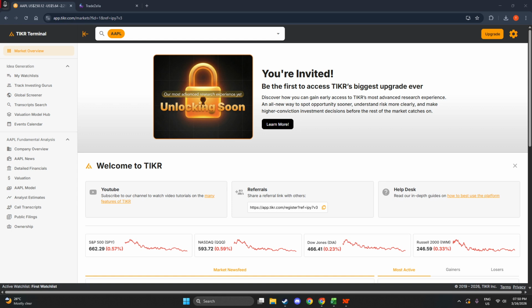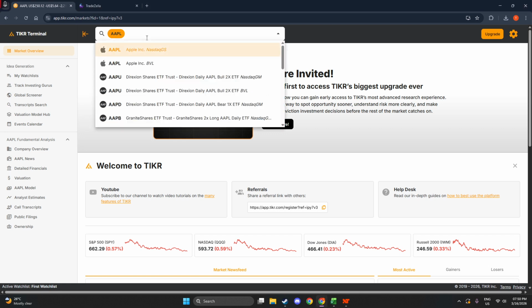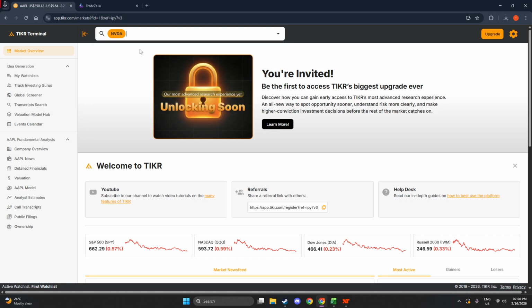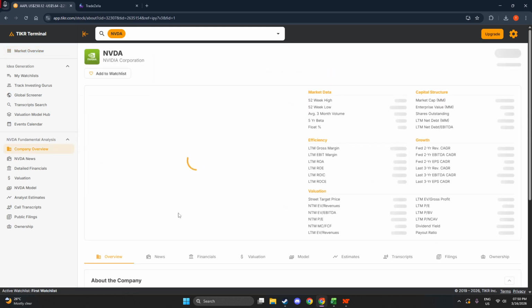Start on TIKR's main screen and use the search bar to look up the company by its ticker symbol. If you only remember the company name, that works too. But the ticker is the fastest way to land on the right listing, especially if there are multiple share classes or international listings. Once you select the correct result, you'll be taken to the company's overview page.